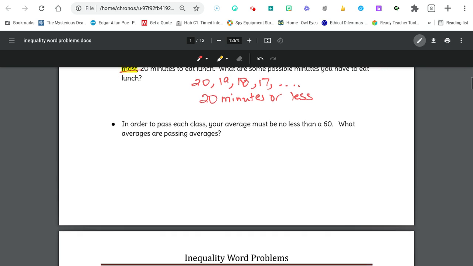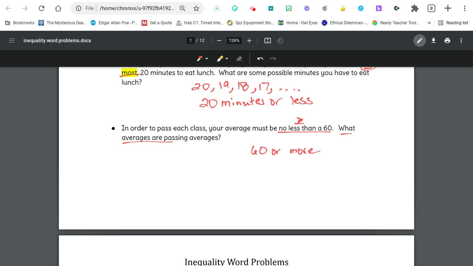In order to pass each class, your average must be no less than a 60. So you all know you don't pass if you make an F. So no less than means it has to be 60 or more, because it asks what averages are passing. So no less than is greater than or equal to.